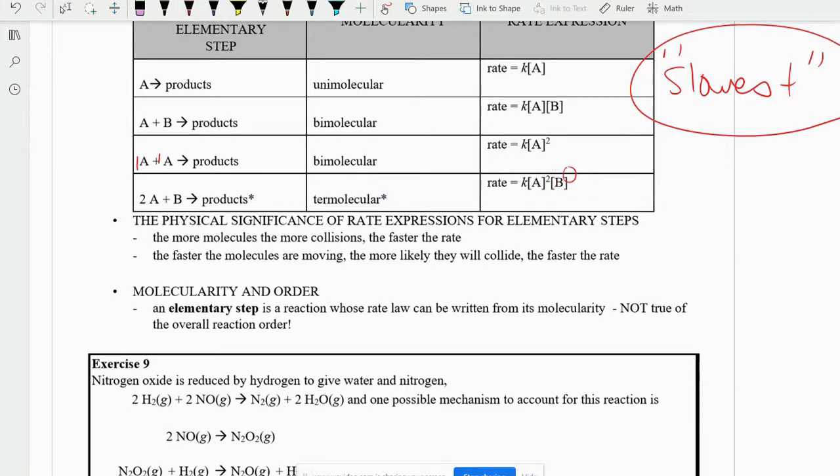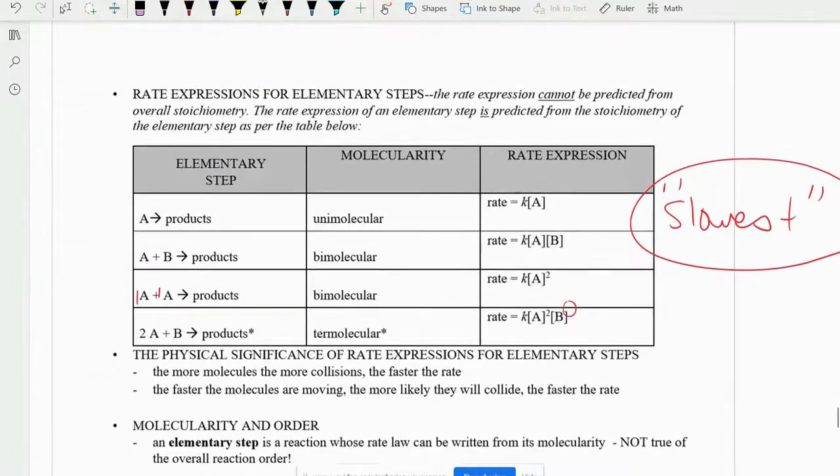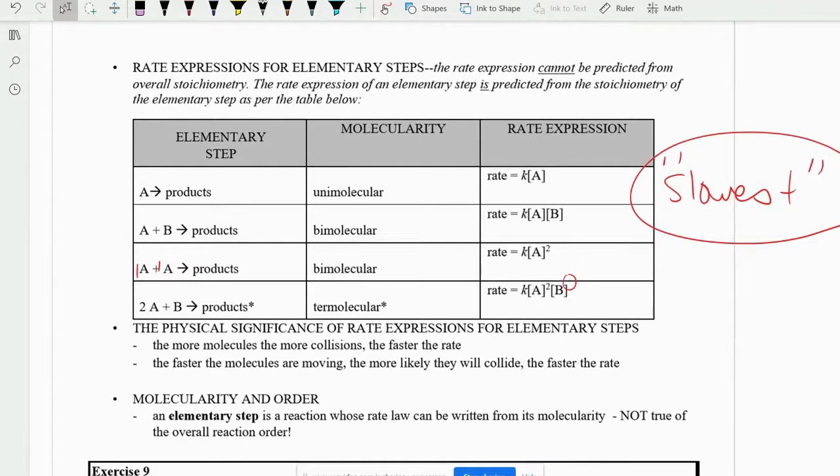So one more time, you guys, you cannot use the overall chemical reaction stoichiometry to determine the rate expression, but rather if you can determine the slowest step in the reaction mechanism, you can use that particular elementary step to determine the rate expression.